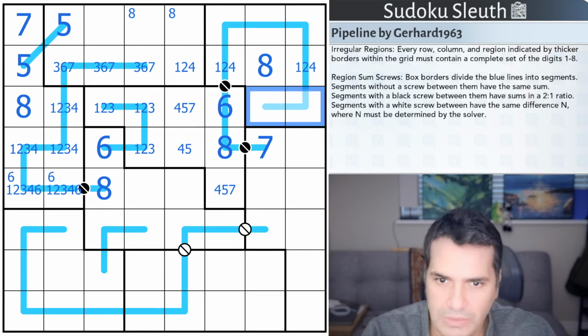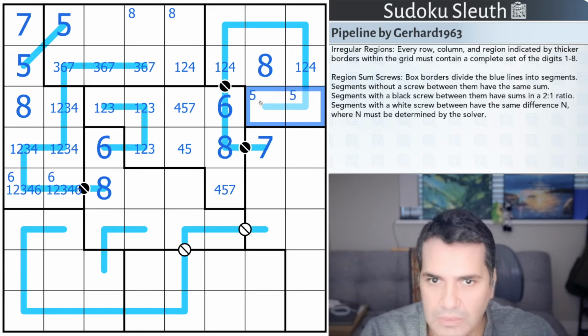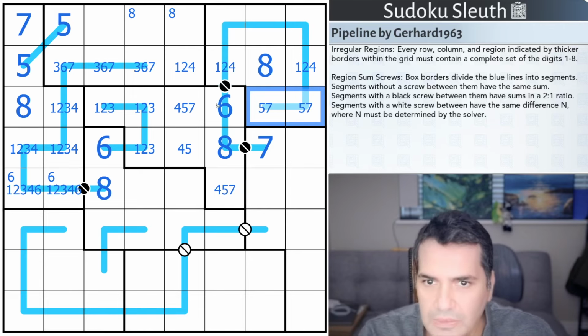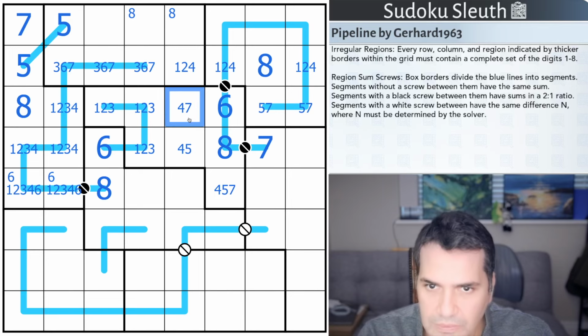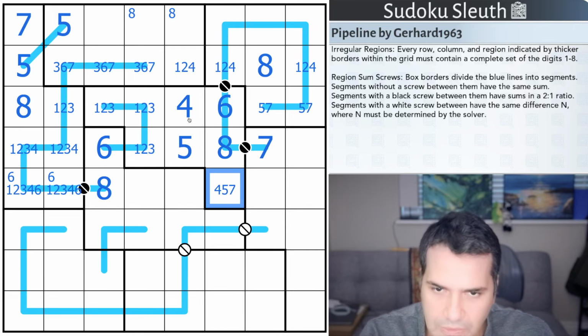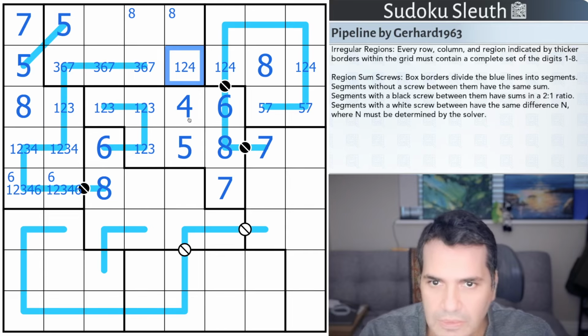Five has to be in here, given it can't be anywhere else in the box. So does 7 for that matter, so that's a 5-7 pair. This is not a 5, or a 7. Don't know how I missed that. That's a 4. That's a 5. That's a 7.